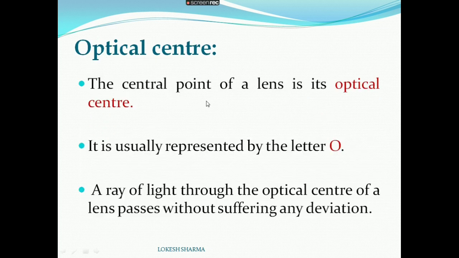Optical center. The central point of a lens is the optical center. It is usually denoted by the letter O. A ray of light passing through the optical center of a lens passes without suffering any deviation.